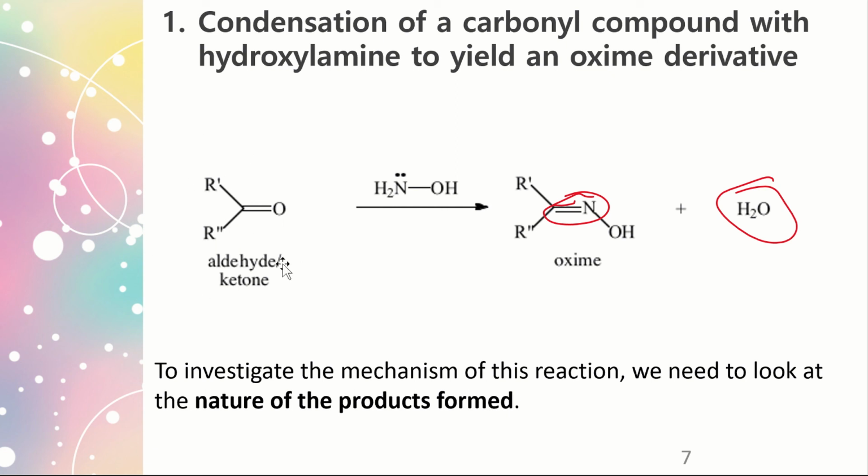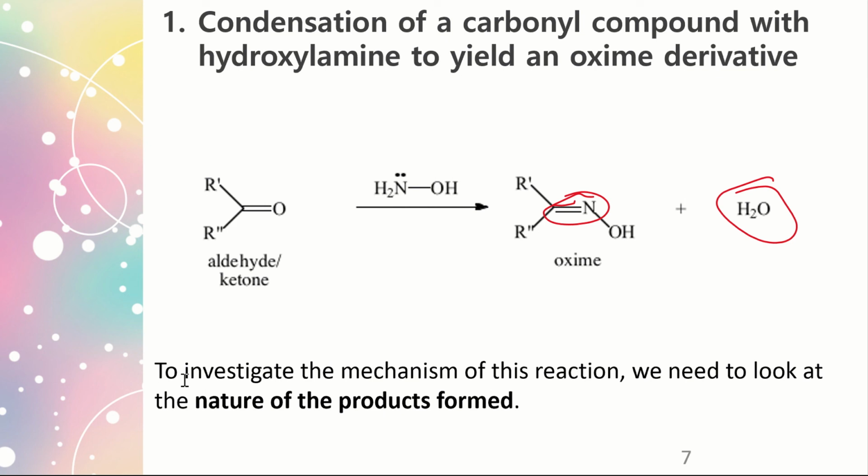So we have either aldehyde or a ketone here, which is represented by the fact that we have a carbonyl, which is C double bond O, and 2 R groups. Whether it's 2 carbons or a carbon and a hydrogen, that's fine. And we have our hydroxylamine here, and then that forms our oxime and water.